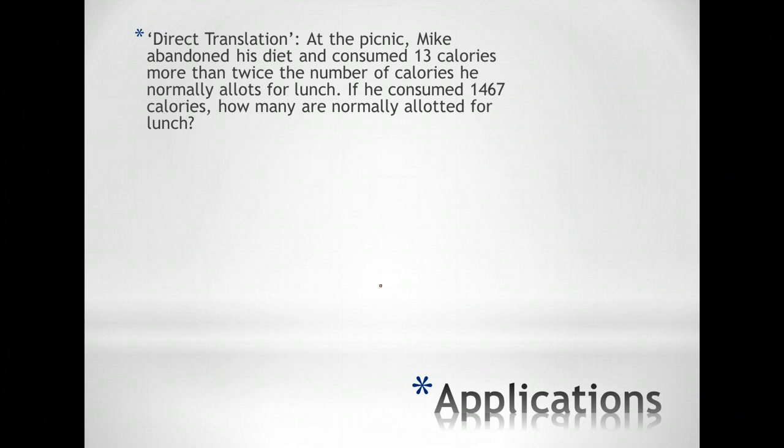Okay, so now we're on to our applications. So first let's do just direct translation. If you read this problem, we see that we're looking at someone that's on a diet. He's abandoned his diet. He's consumed 13 calories more than twice the number of normal calories. If he consumed 1,467 calories, what is the normal amount?